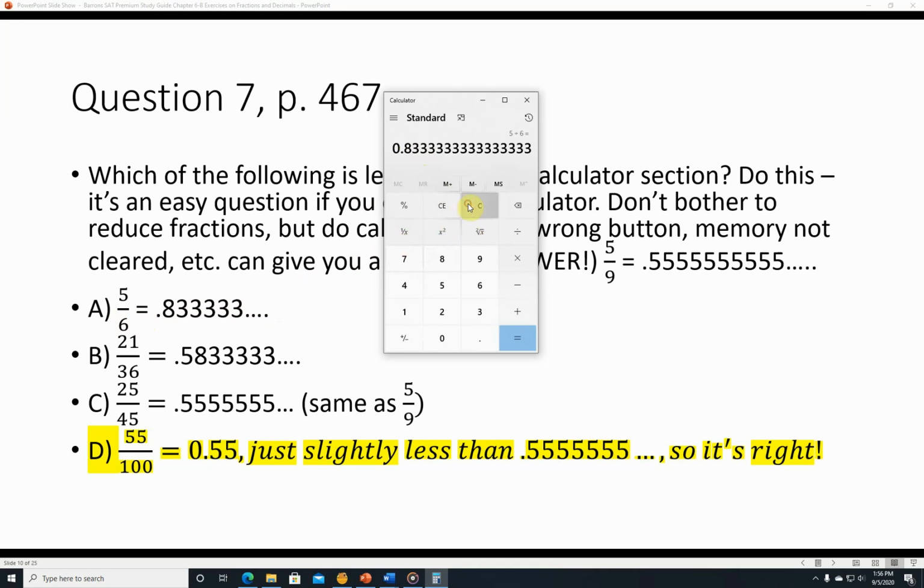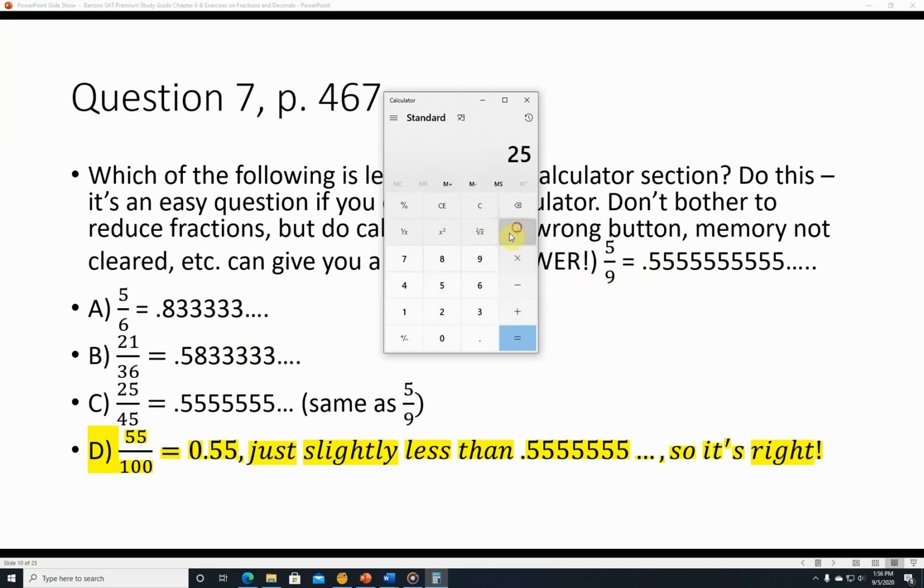Alright, so then 21 over 36, we don't even have to get it in lowest terms, even though we just did in the previous slide. So 21 over 36, that's 0.583. Well, it's closer, but it's still greater, so that doesn't work. Alright, so C, it's 25 over 45. If you're pretty quick you can realize, hey, wait a minute, that's the same as 5/9, but let's say you didn't.